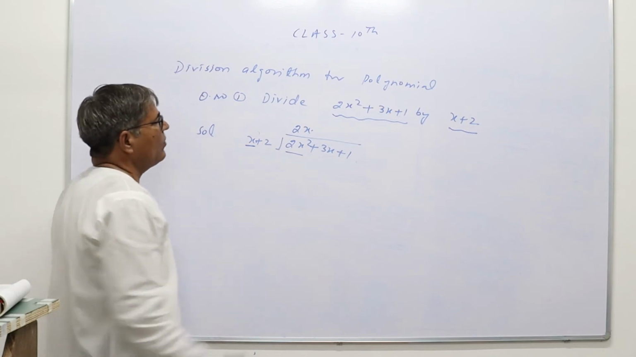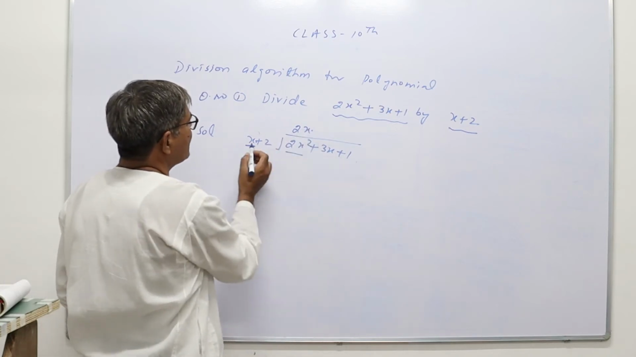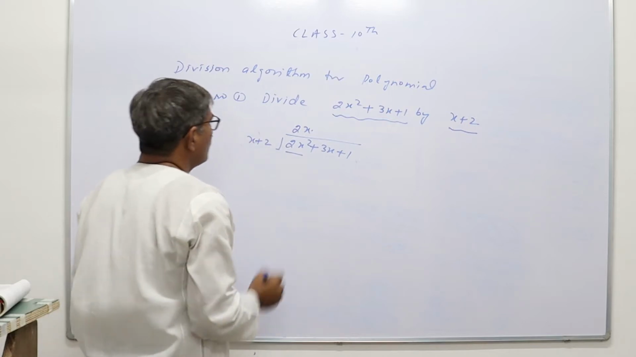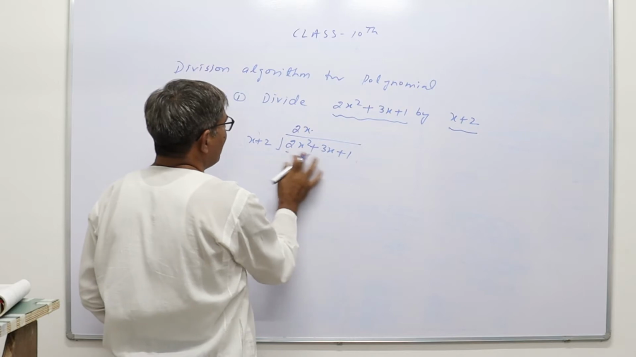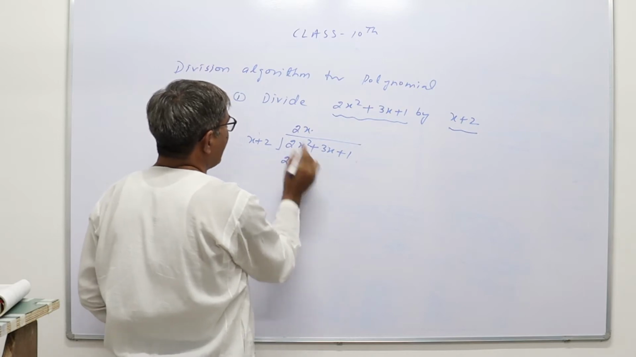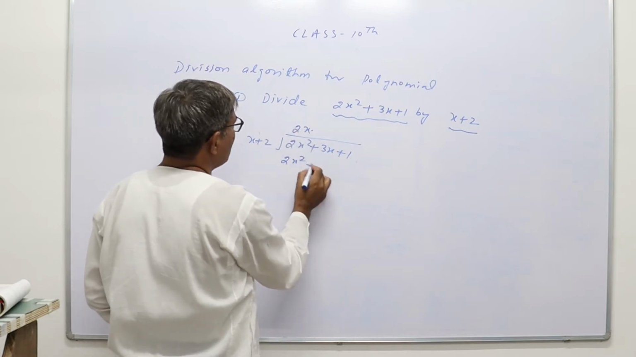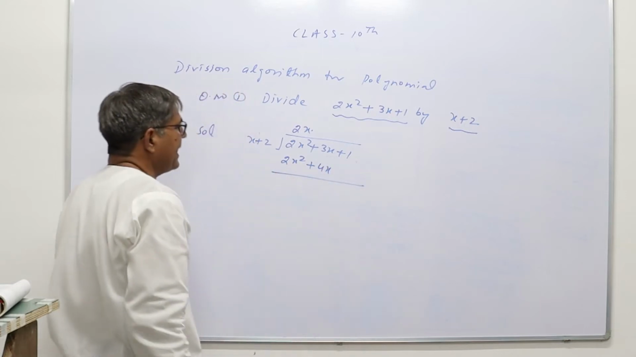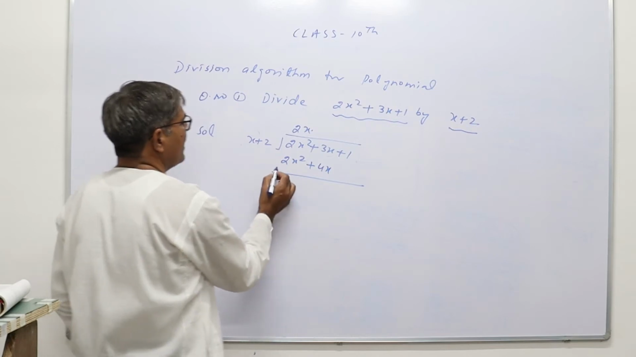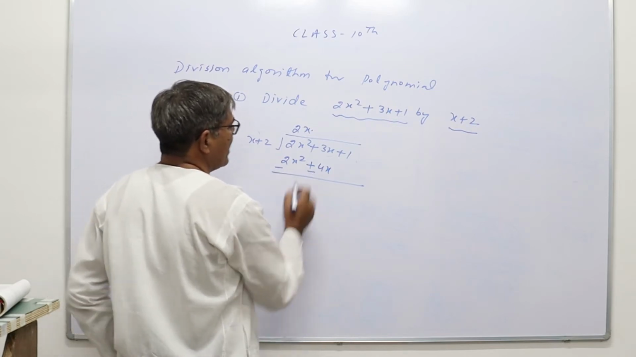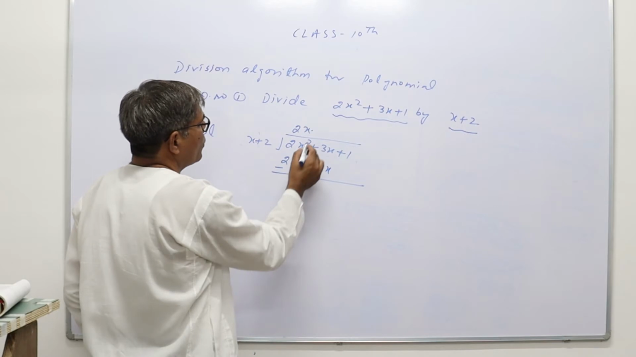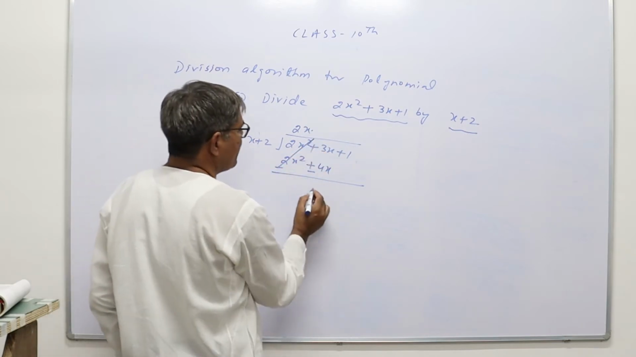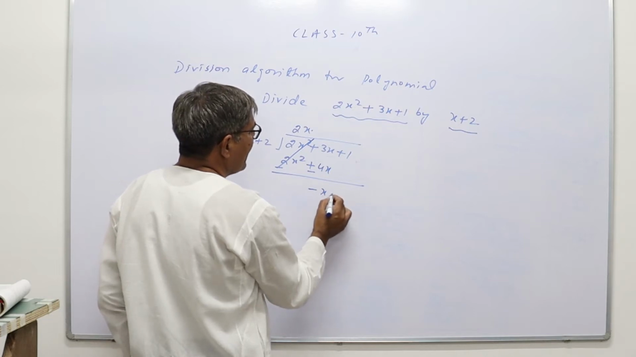Now what will we do? We will multiply this 2x first by x and then by 2. So 2x into x is 2x square, then 2x into 2 is 4x. Now subtract. On subtracting we have to change the signs, so this will be minus 2x square and this will be minus 4x. So 2x square minus 2x square cancels out, and 3x minus 4x is minus x.